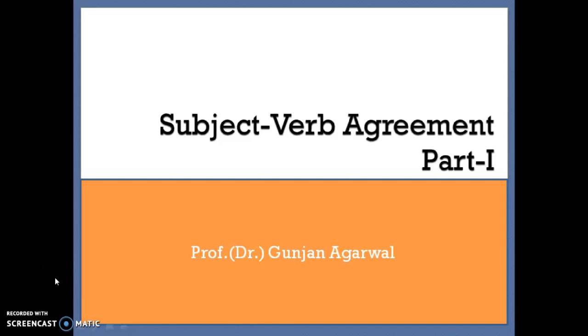In this session, we would learn subject-verb agreement. A sentence has 8 parts. For example, noun, pronoun, verb, adverb, adjective, preposition, conjunction and interjection.